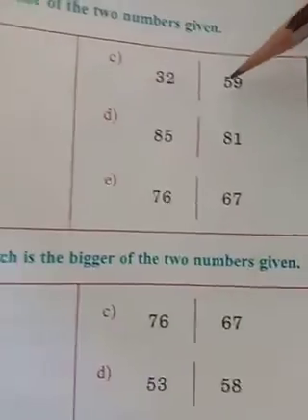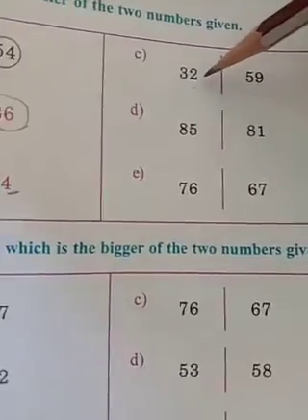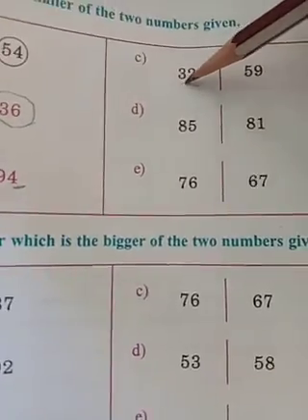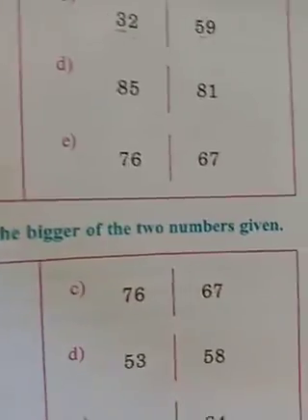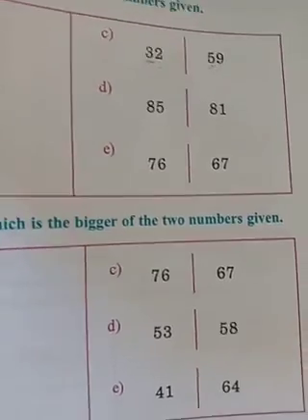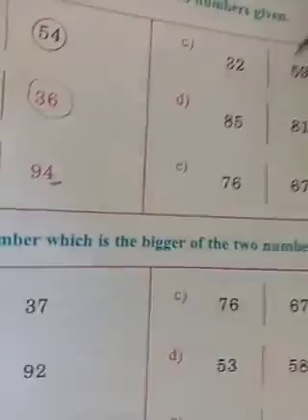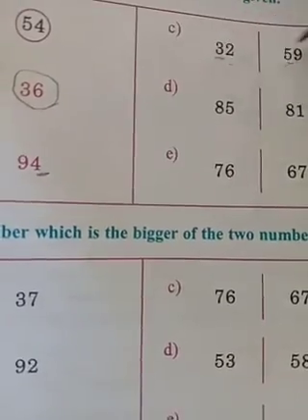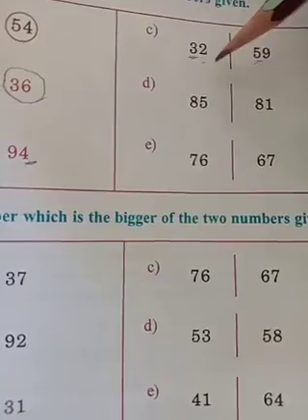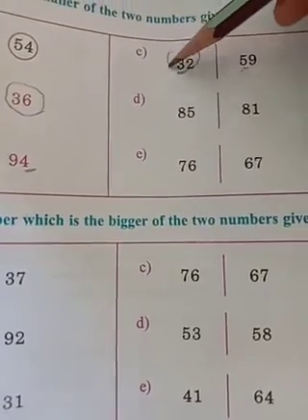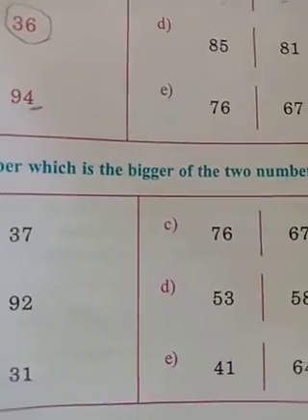See here also. Here in ones place 2, 9. So which one is small? This one only is small. So tens place 3 and 5. In tens place, number only check it, children. First of all, which number is small? That number 2, you keep a circle. So here in tens place, which number is small? This number only. 3 is small. So 3 tens only. 32 is the small number.